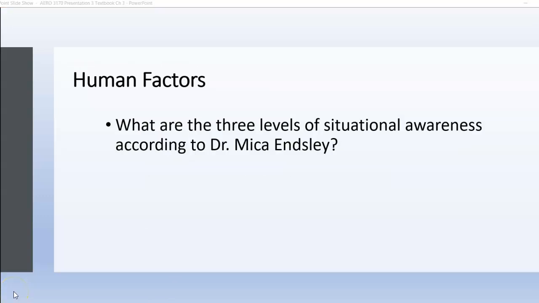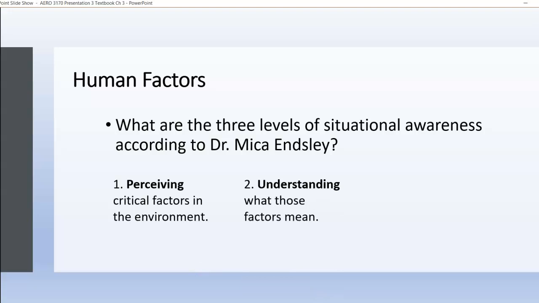Dr. Mica Endsley defined 3 levels of situational awareness. The first level she called perceiving critical factors in your environment. The second level is understanding. You need to understand what those factors mean. And then the third level is projecting, being able to take those factors and project them into the future to understand how they will affect you in the future.